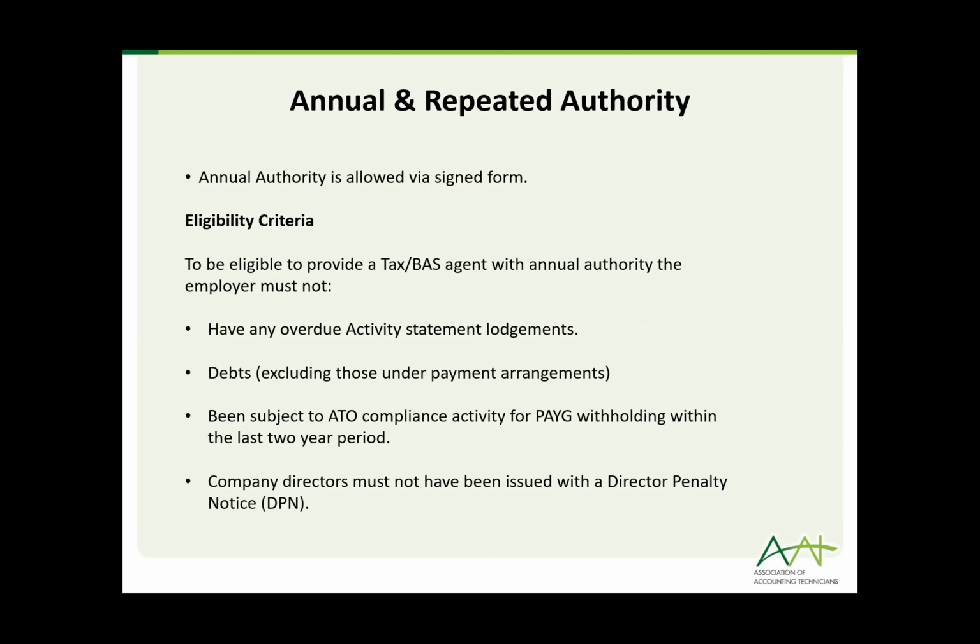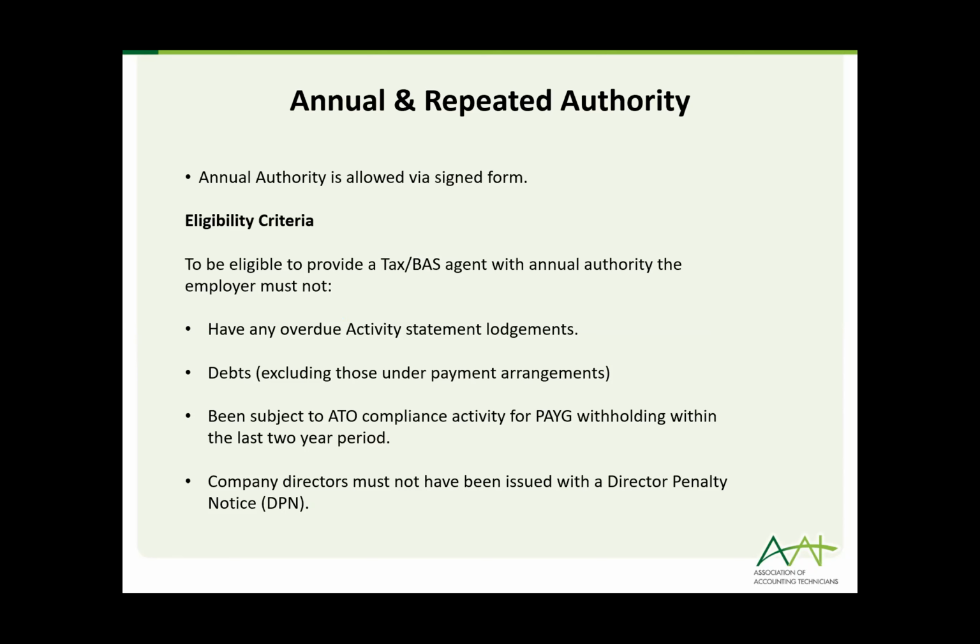Now, there are 2 types of authority forms, and we've created both available for our members. The annual authority is designed for simplicity and to avoid that repeated authority that you may require. When STP was first announced, the ATO advised every single pay event would need to be authorized. After lobbying, they came out with an annual option. And so if you've got an annual authority signed and kept on premises, you are able to simply get that authority once a year.